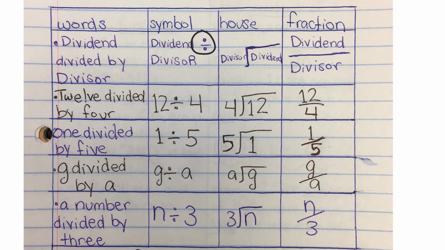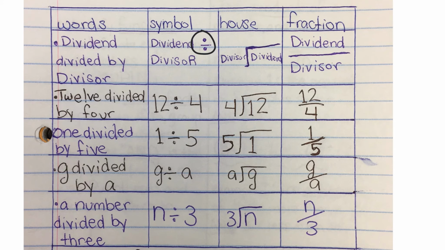1 divided by 5. 1 is the dividend, so it comes first. 5 is the divisor, so it comes second. 1 is the dividend, so it's inside the house. 5 is the divisor, so it's outside the door. 1 is the dividend, so it's on top. 5 is the divisor, so it's on the bottom.